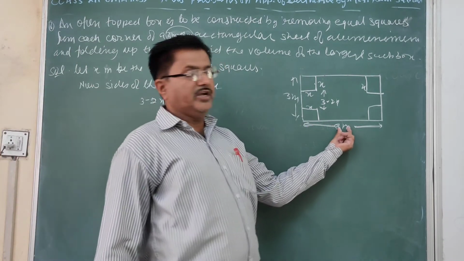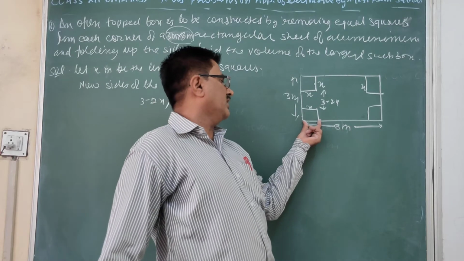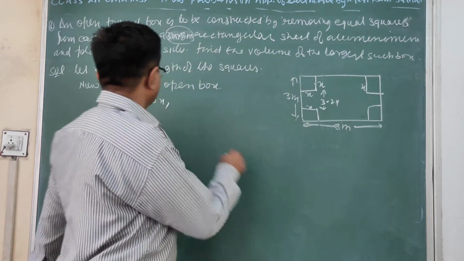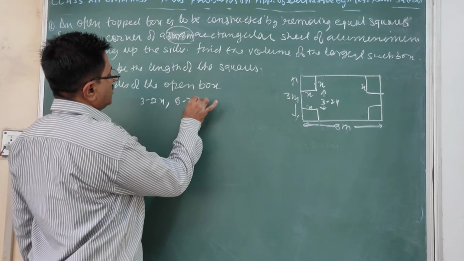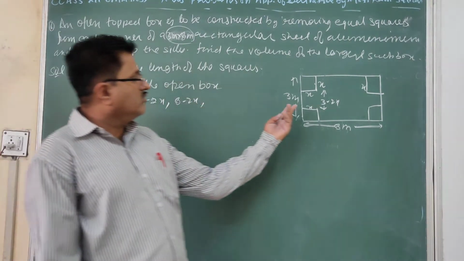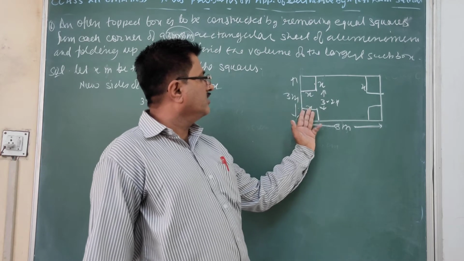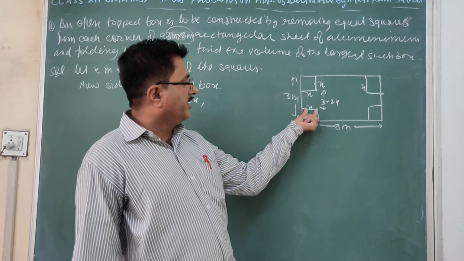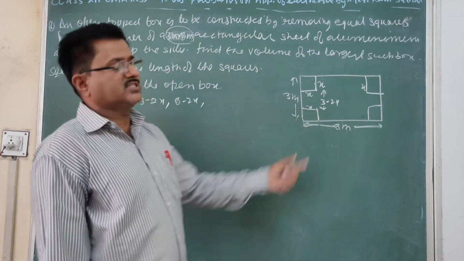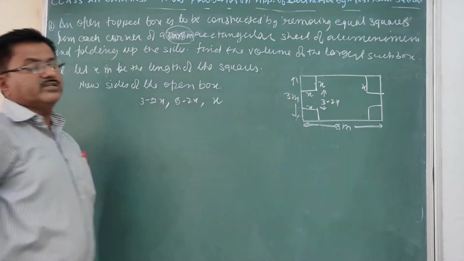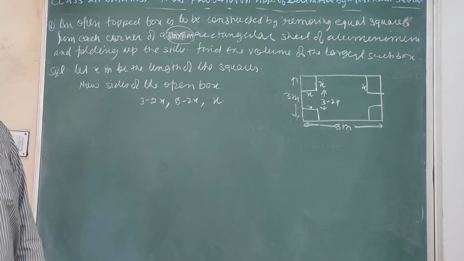Similarly, length is 8 meter, but we have to remove here x, here also x. So that is 8 minus 2x. And then you have to fold this flap. If you are folding the remaining flap, that will be the height. Height will be equal to x. So this is the dimension of the open box.